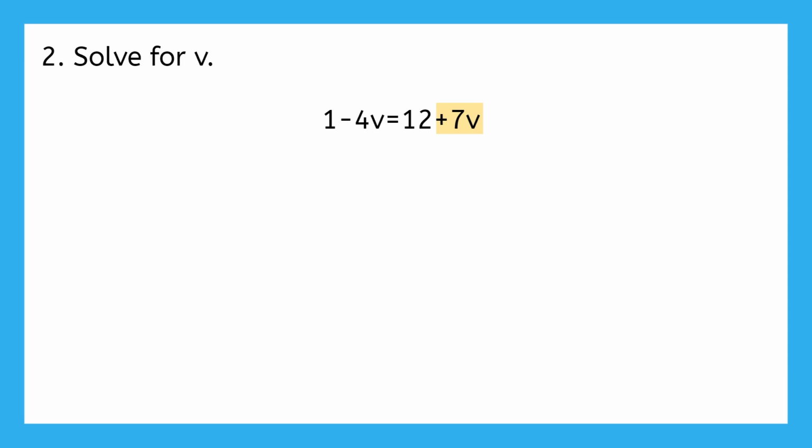Plus 7v can be canceled with minus 7v. On the left, negative 4v minus another 7v makes a total of negative 11v. When we bring the 1 down, that makes 1 minus 11v. On the right side, 7v minus 7v cancels out and just leaves 12. Now we've got a regular two-step equation, so go ahead and pause again here to finish this off.